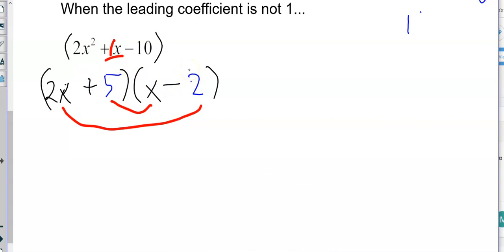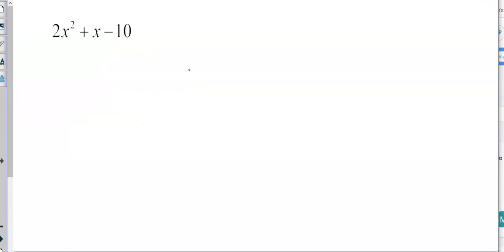You always double check you're right, FOIL it out, make sure it works, and you got it. Let's try that same problem using a different method. This method has a name. This is my favorite method for this kind of problem, and it's called the AC method.